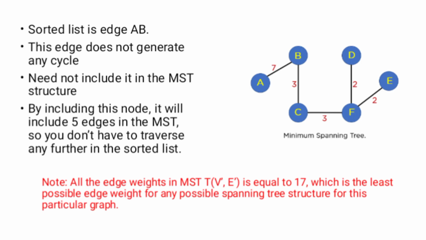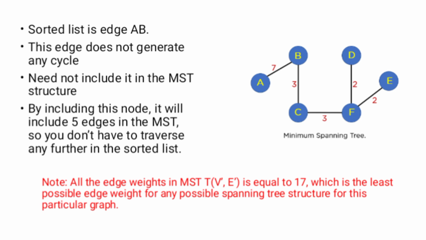Next on, your sorted list is edge AB. This edge does not generate any cycle. So you need to include it in the MST structure. By including this edge, it will include 5 edges in the MST. So you don't have to traverse any further in the sorted list. The final structure of your MST is represented here.